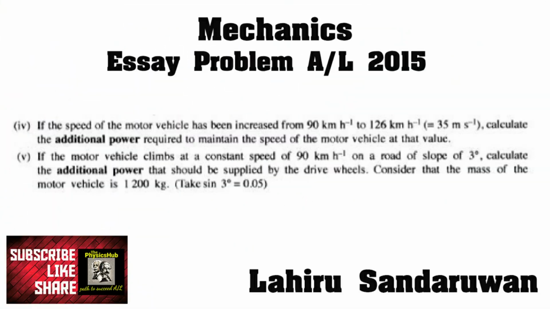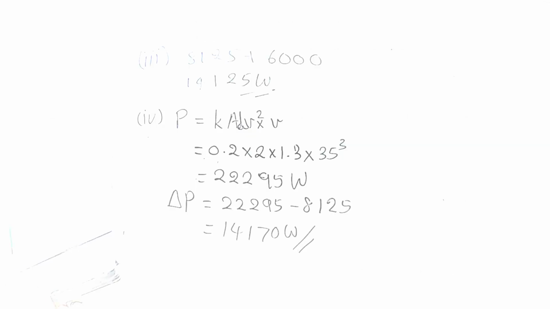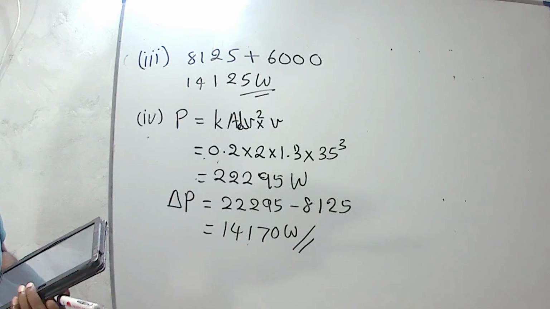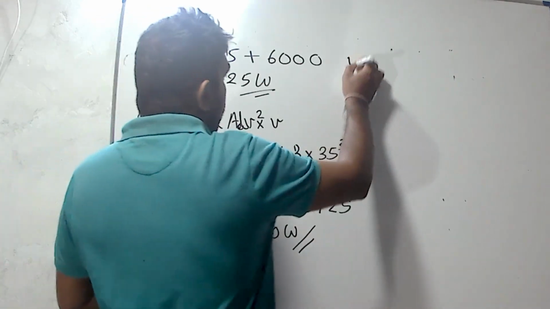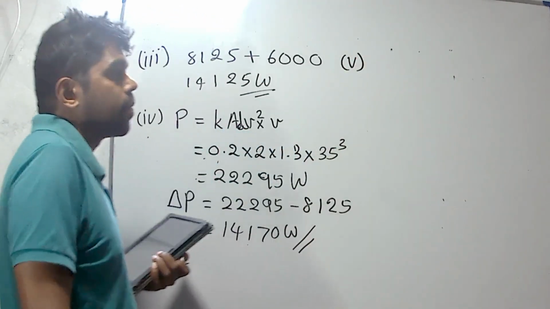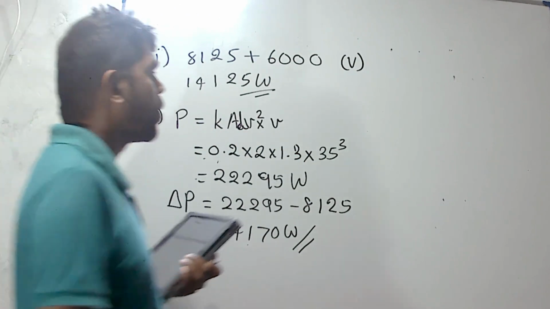Part 5. The motor vehicle moves at constant speed 90 km per hour on a road of slope 3 degrees. Calculate the additional power that should be supplied by the drive of the vehicle. Consider that the mass of the motor vehicle is 1200. Now there is another required power against gravity. It means against the potential energy.